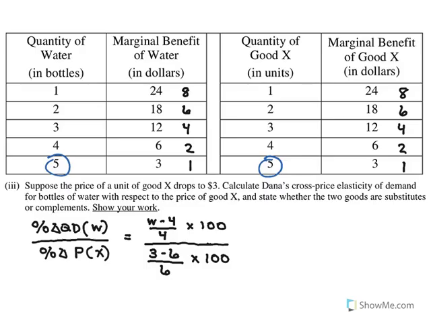There's the optimal combination. And so then what we get to do is change this W here to a 5. And then if you solve this, you get negative 0.5. And because it's negative, these are going to be complements.